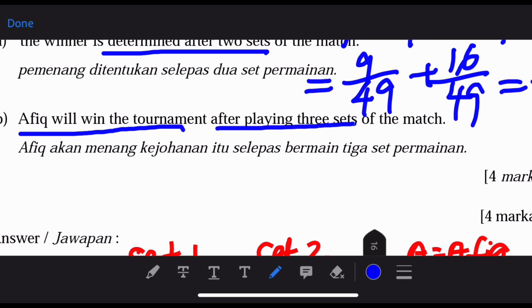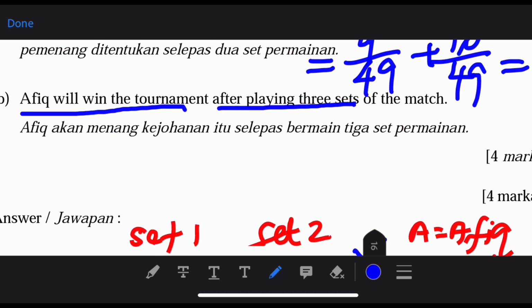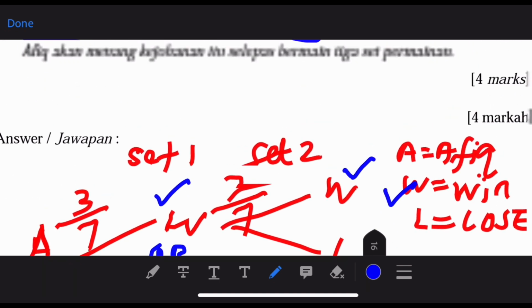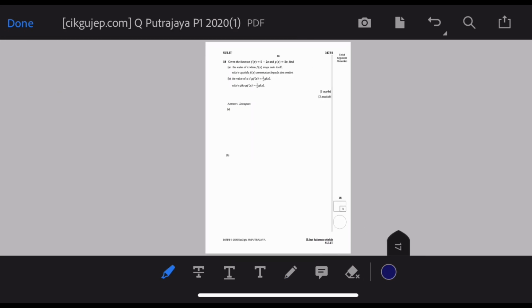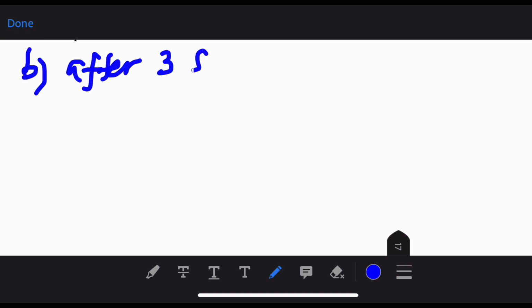For B, Afid will win the tournament after playing 3 sets of the match. So this is a probability for 3 events. So that means you have to extend the tree diagram to 1 more event, which is set 3. Alright, so let's work out the answer now. Okay, so for B, we will write down the answer. So part B, we will write after 3 sets of the game.